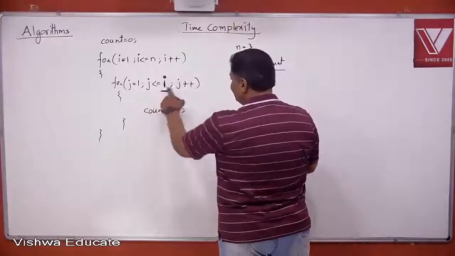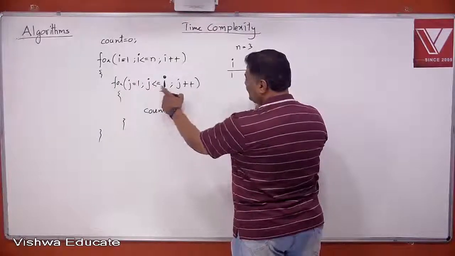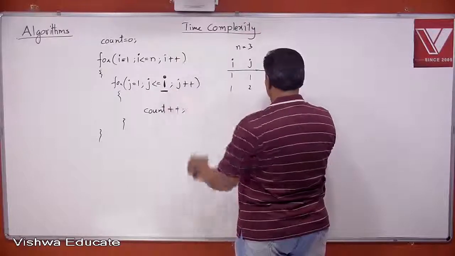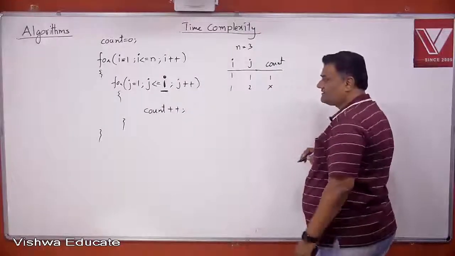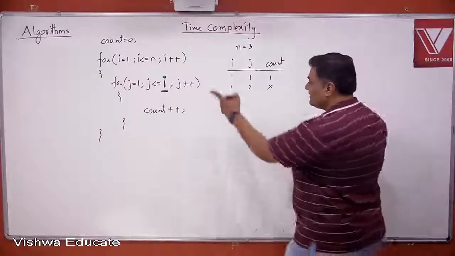Then again j becomes 2. 2 is not less than or equal to 1. i is still 1, right? 2 is not less than 1. So nothing will happen here. Count plus plus is not done. In detail, I am showing you now. In detail. Now goes up.